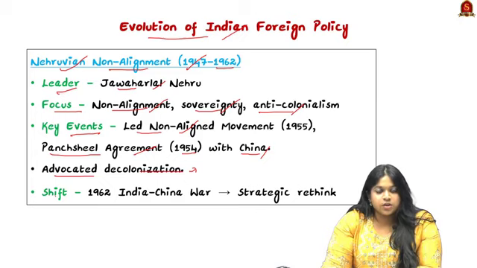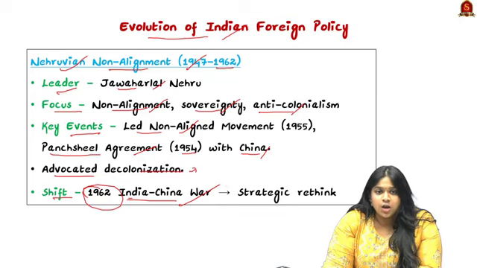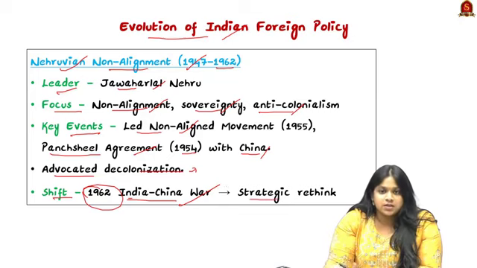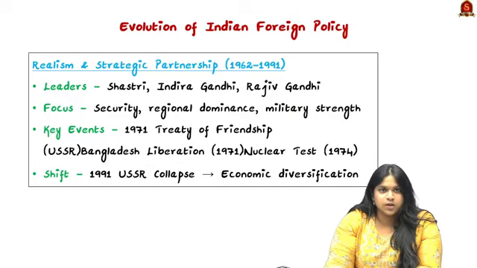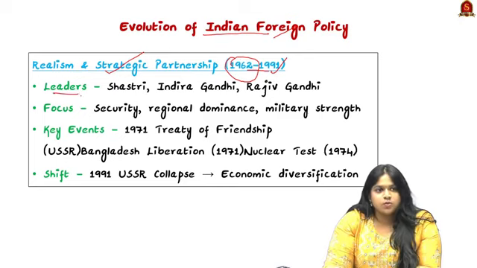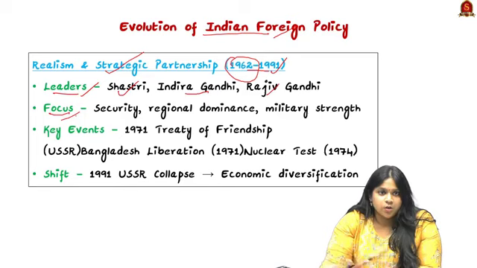So the major shift was seen after 1962, that is after the India-China war, where we had the need to bring in an even more enhanced strategic rethink. So it led to the period of realism and strategic partnerships in our Indian foreign policy. It happened from 1962 to 1991. Here it involved leaders Lal Bahadur Shastri, Indira Gandhi and Rajiv Gandhi, where their major focus for India and its foreign policy was on enhancing security, regional dominance, military strength and economic growth.